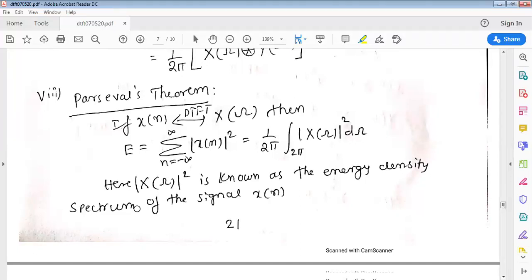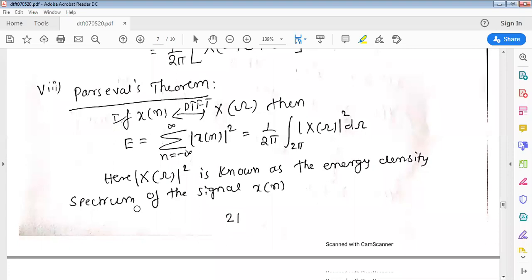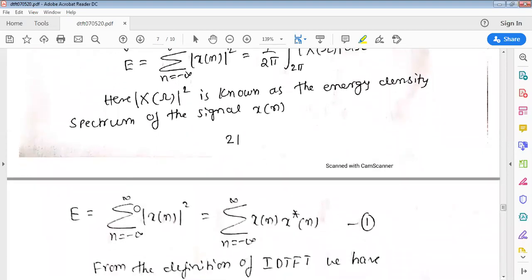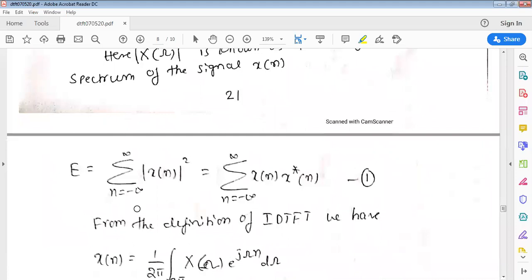Okay. Can any of you tell why I should know all these things? Why I should know what the energy density is? What is the use? I can happily do this one, x of n whole square. I can just square the numbers and get the answer. Why should I know the energy density spectrum? Anybody? Yeah, Kokila? Tell me. Whatever you know, you tell, no problem. Proof is secondary. We'll do the proof. But why should I know this one?